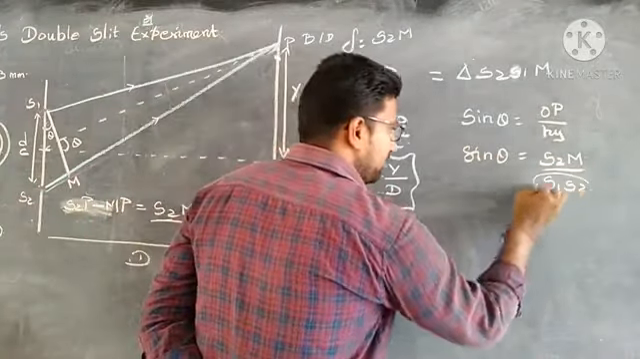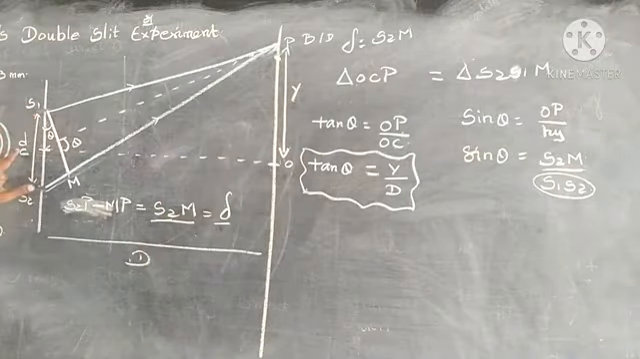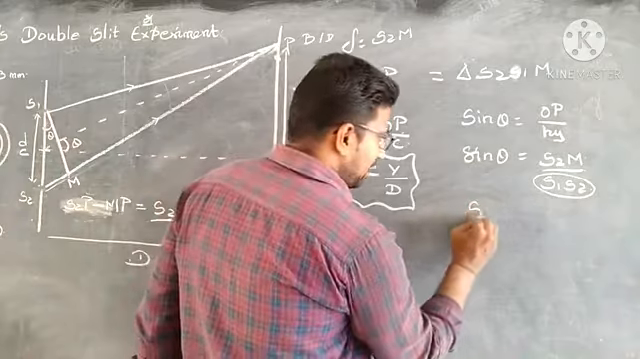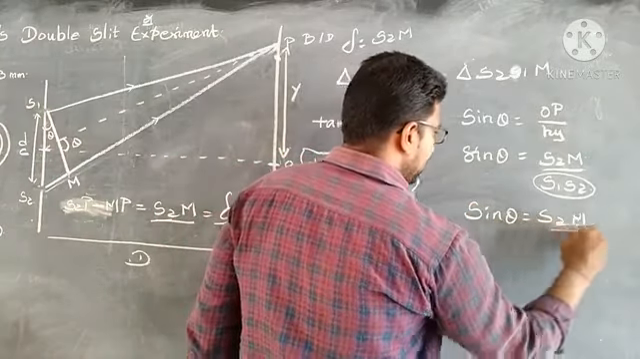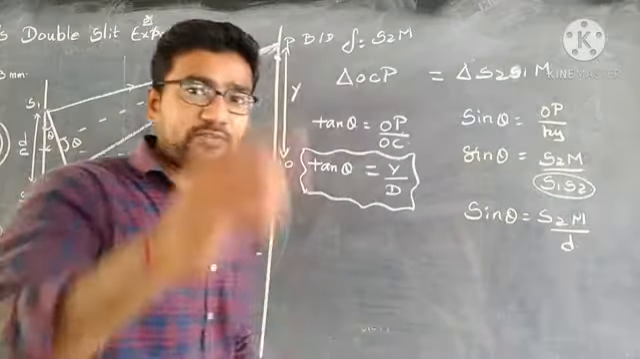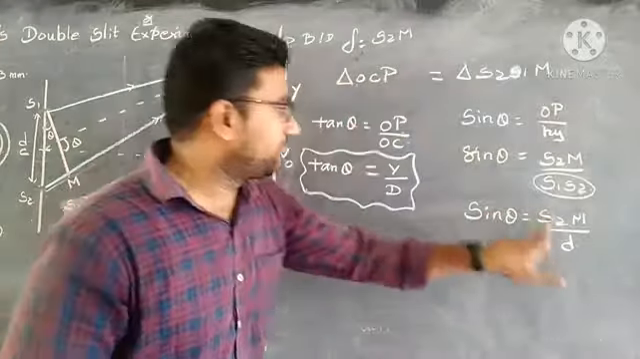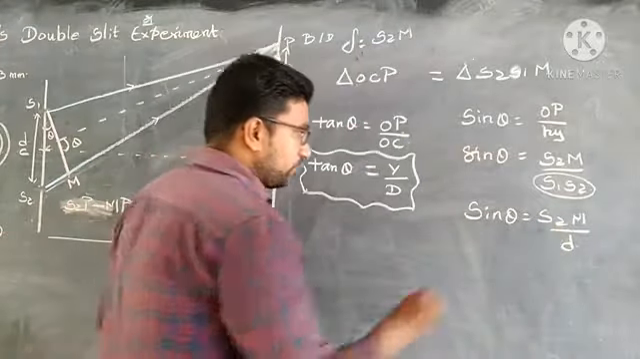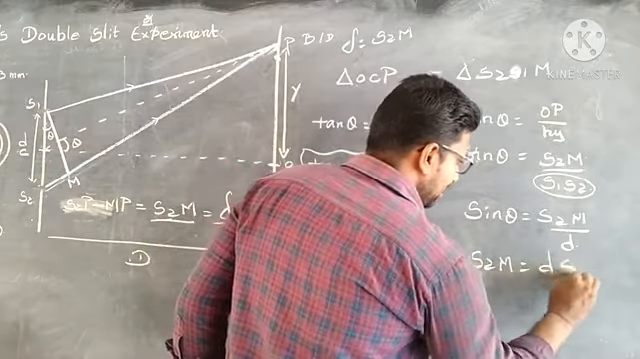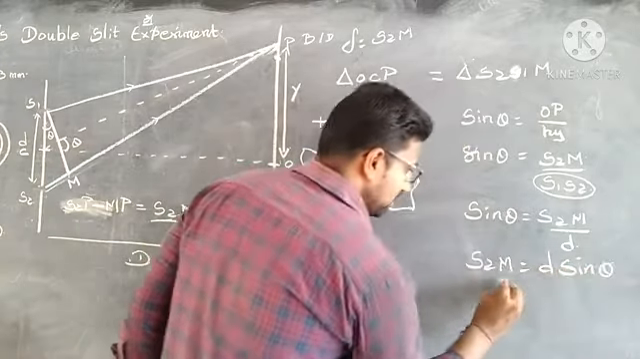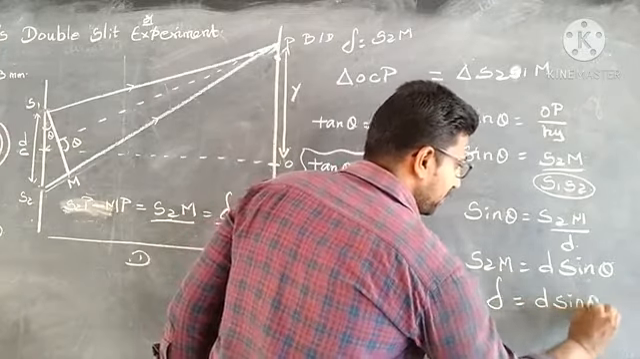What is the value of S1S2? The distance between the two slits is called small d. So sin theta is equal to S2M divided by small d. What is the value of path difference? Path difference delta is equal to S2M. Finally, we are going to derive this one. So S2M equals d sin theta. Am I right? Otherwise, the path difference delta is equal to d sin theta.